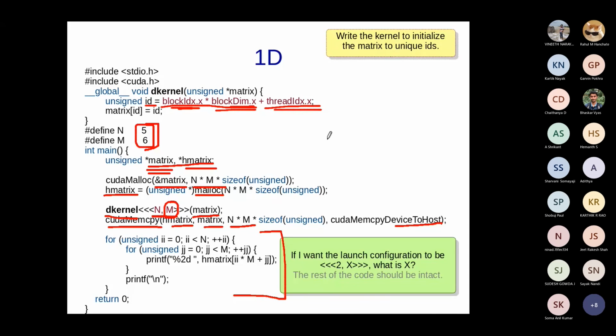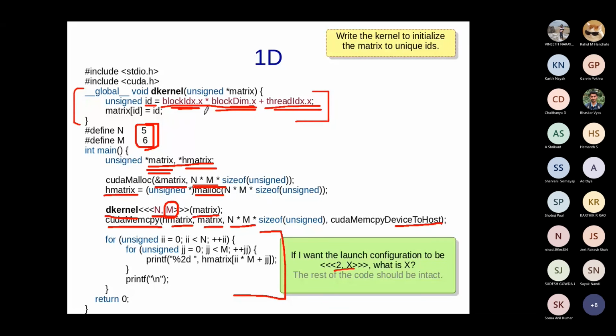All right, so just a quick check. If I want the launch configuration to be 2 comma x, what will be the value of x? So 15, right? So n into m by 2. And that multiplied by 2 should give me nm, because I want nm threads to be launched and fill up the matrix, because the matrix size is n into m. And we don't need to change this code. The ID is still going to be computed correctly whether you use n comma m or 2 comma mn by 2 or 3 comma mn by 3, or even 1 comma mn or mn comma 1. Irrespective of that, your kernel code will still remain the same and it will still work, because it is still going to give you 0 to 29 as unique IDs.